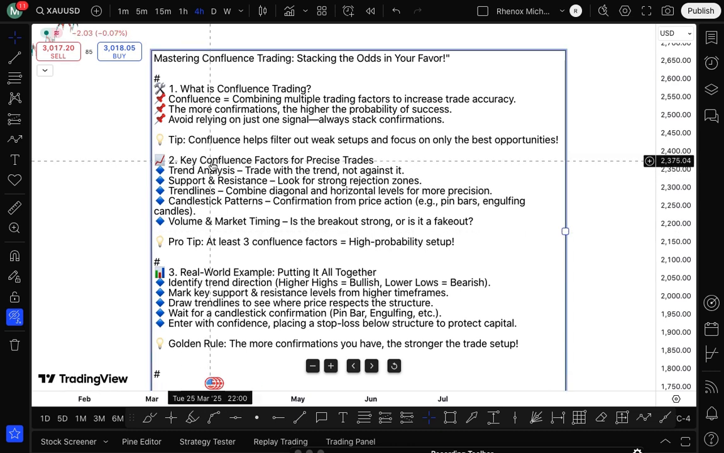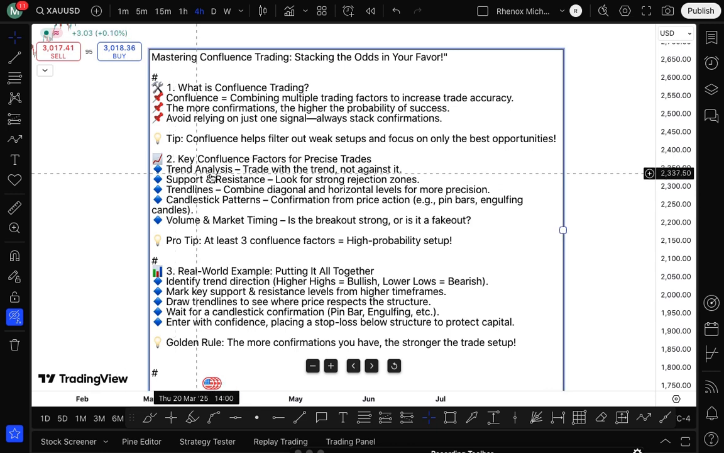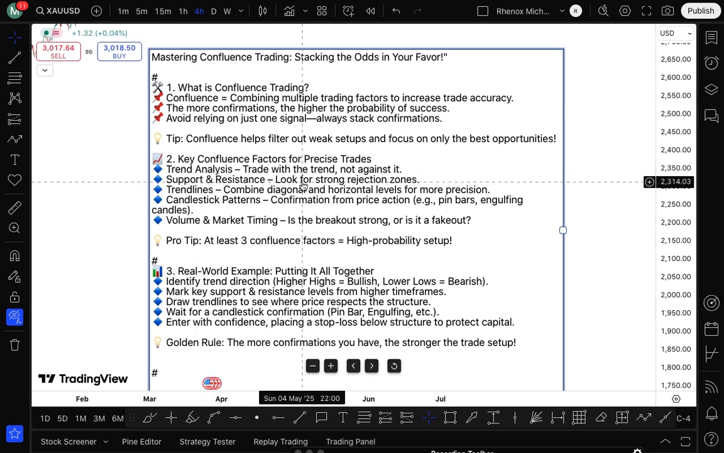So now, key confluence factors for precise trades. First, we have trend analysis. You need to be sure of the trend. That is, either you are in a pro trend, you are in a consolidation, or you are in a pullback. You need to find that out. Then we have support and resistance. You need to look for the past highs and lows on your charts. You look for strong rejection areas. That's your support and resistance.